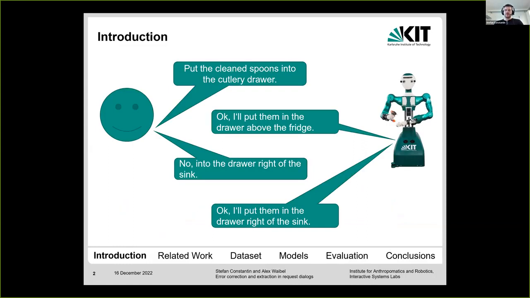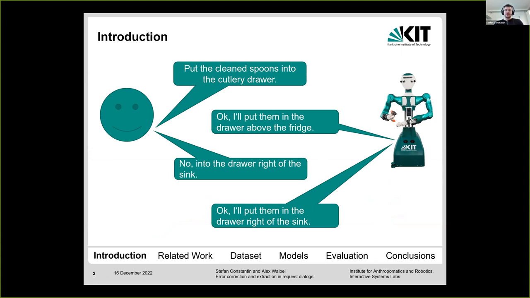Robots like the Armar-6 robot that you can see on this slide can be controlled by natural language. First, you can give a request, for example, put the clean spoons into the cutlery drawer, and the robot responds to this request. In our example, he says, okay, I put them in the drawer above the fridge.